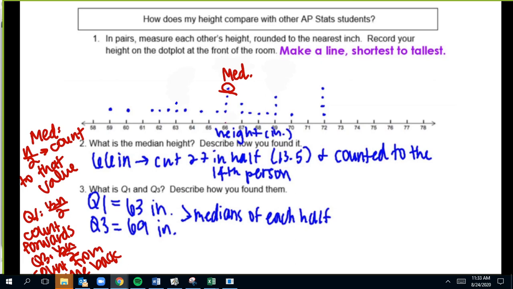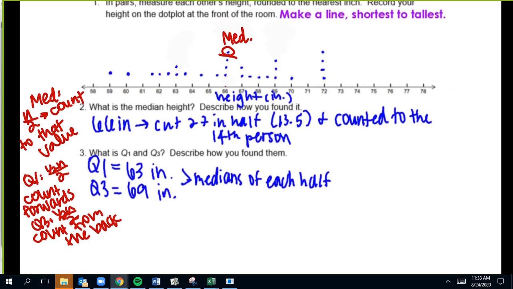So for this case, if I cut 13 in half, I get 7.5. No, I don't. I get 6.5. And then I will count to the 7th value then. 1, 2, 3, 4, 5, 6, 7 puts me at 63. And then I'll do it from the back. 1, 2, 3, 4, 5, 6, 7 puts me at 69. And so that is how you get your Q1 and Q3.